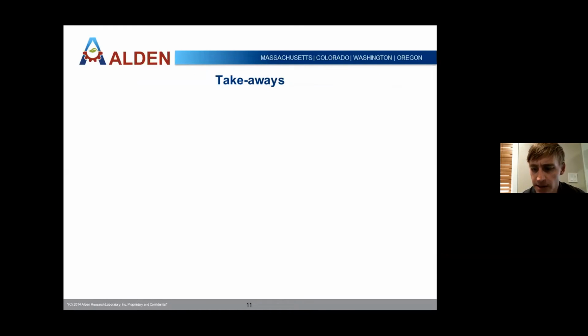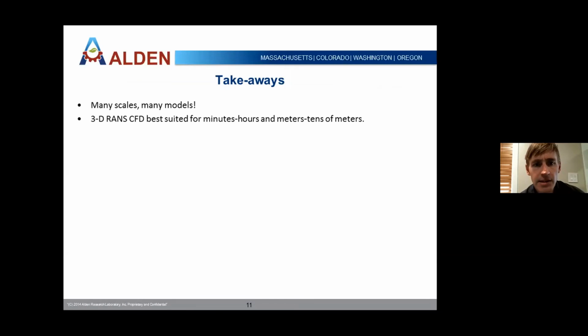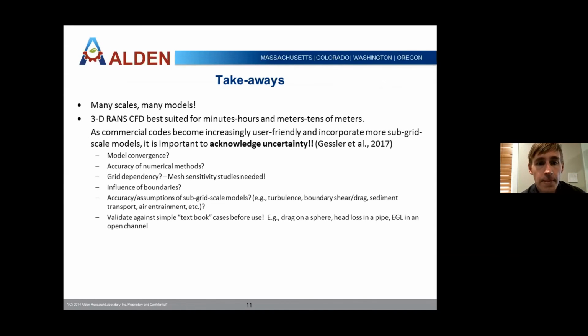The takeaways here, quickly: many scales, many models. It's important to think carefully about which one's best for your application. And sometimes there might be 2. Sometimes you might need a shallow water model that feeds your boundary conditions to your CFD model. And as commercial codes become increasingly user-friendly and incorporate more physics, more subgrid scale models, it's important to acknowledge that there's still uncertainty with these.